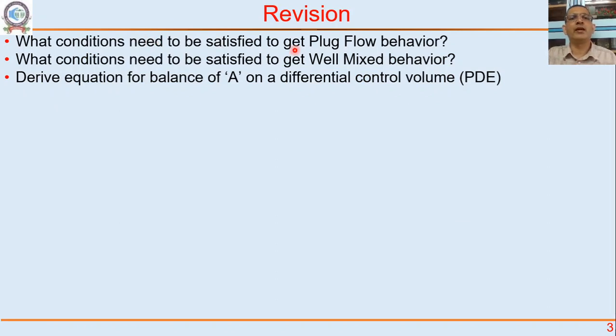What conditions are required to be satisfied to get a plug flow behavior? What conditions are required to get a well mixed behavior? I would like you to derive the equation for the balance of A on a differential control volume which considers convection, dispersion, turbulent dispersion, and reaction of A inside this control volume. Then, using that equation, think in terms of the conditions required to get plug flow and well mixed behavior.